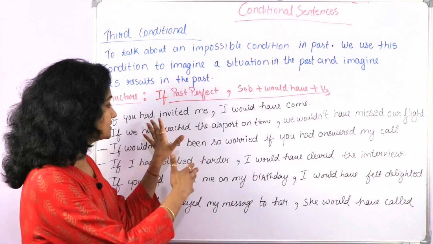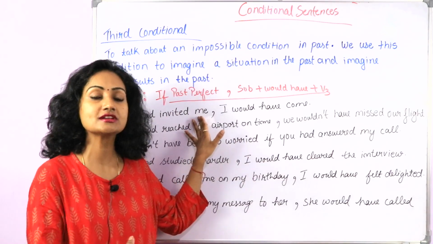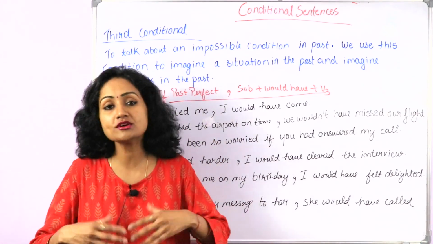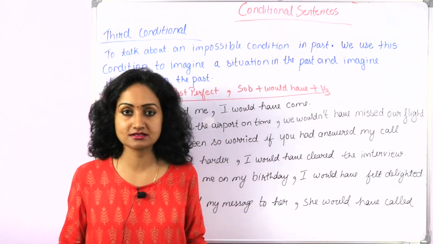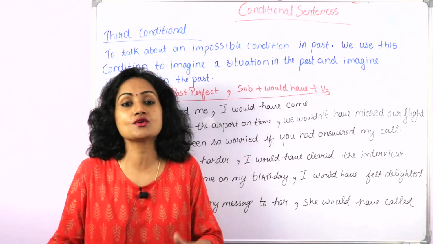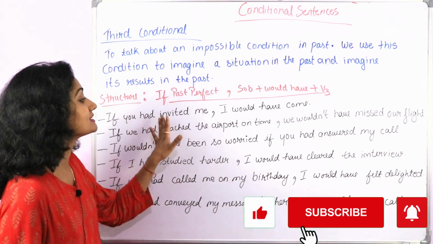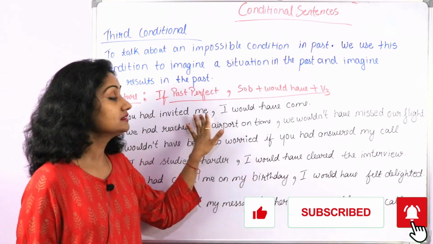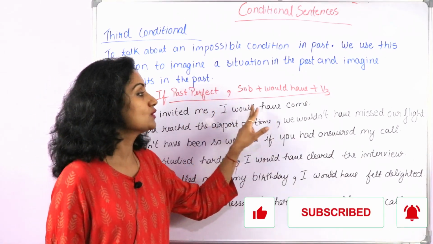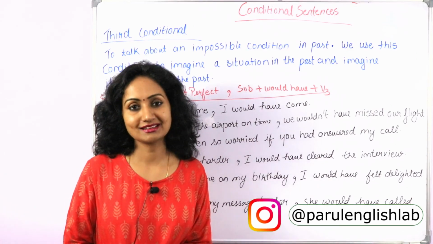So this situation didn't happen in past. If you had invited me, this is a situation in past which is now impossible because you cannot change your past. It has already happened. Nobody can change it, but yes, you can talk about it. You forgot to invite me, but if you had invited me, then the result would have been I would have come. I would have come for your wedding.